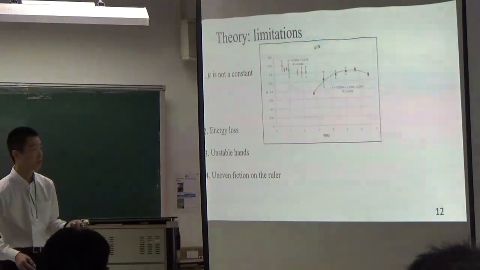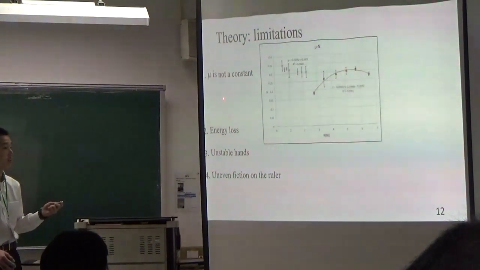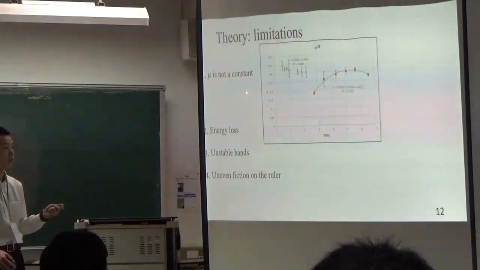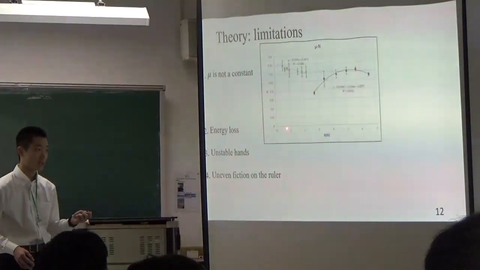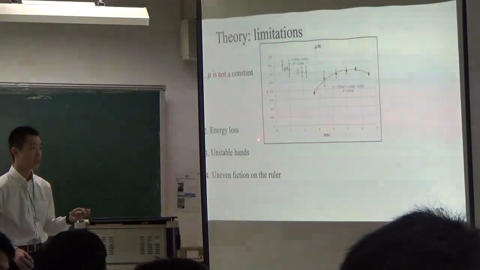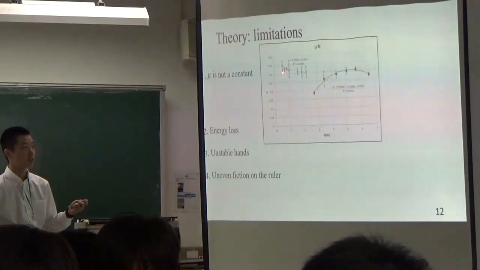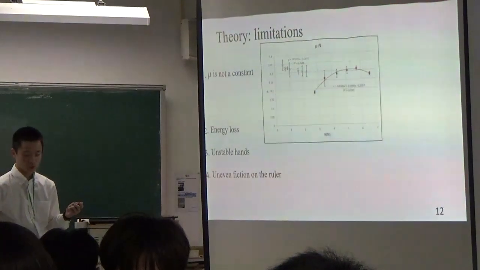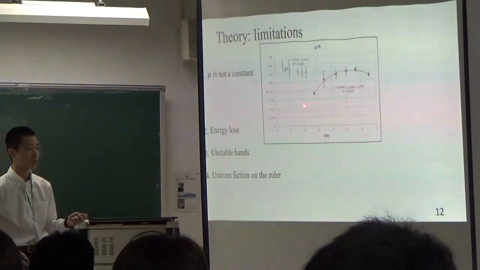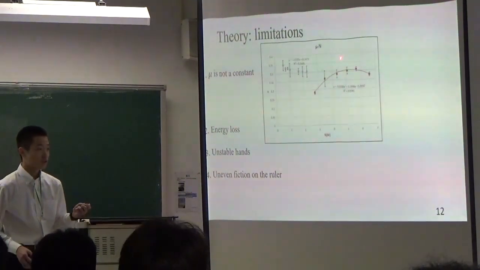But this theory has some limitations. The first one is that the coefficient of friction is not a constant. We did experiments where we change the normal force, and then we measure the coefficient of friction for each normal force. As you can see, the coefficient of friction is not a constant when the normal force changes.